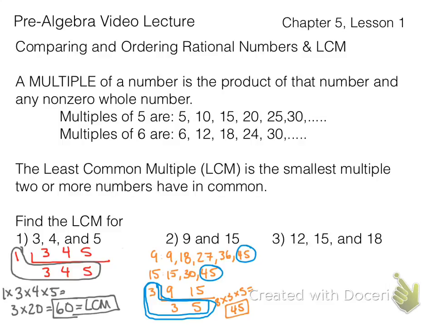All right, LCM for 12, 15, and 18. I'm going to do the upside down cake way because it's much easier. 3 goes into 12, 15, and 18 four, five, and six times. Since there's nothing that goes into 4, 5, and 6, I'm going to draw my L, and then multiply them all together.